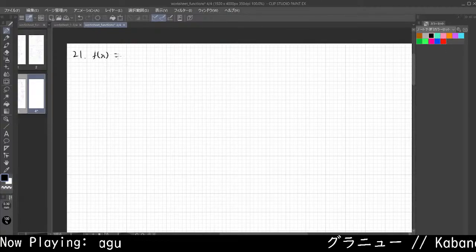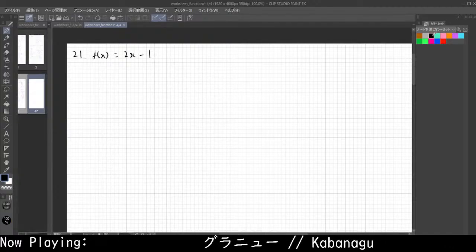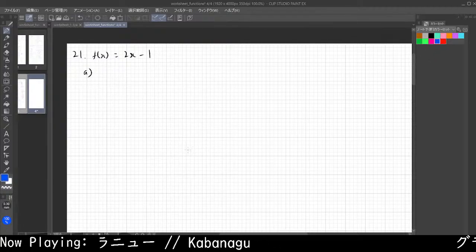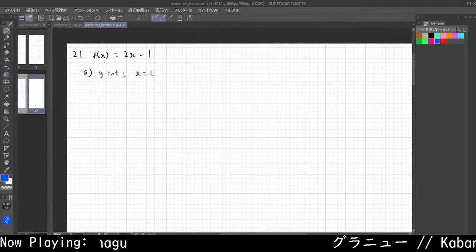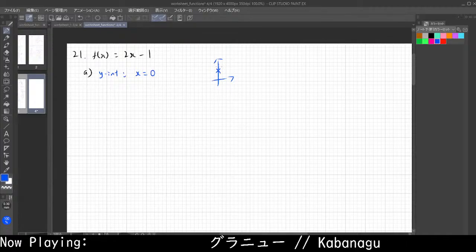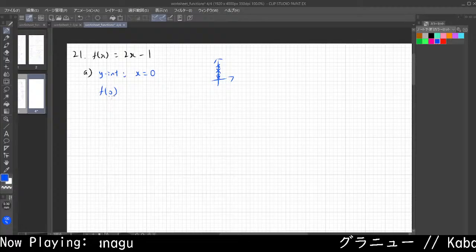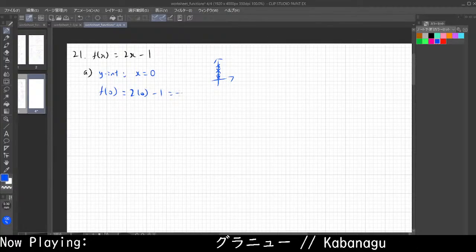So sketch the function. You're given a function f(x) equals 2x minus 1. Question A will always ask you to find the values of the x and y intercepts. The y-intercept means your x is equal to 0. The points over here share what characteristic? x equals 0. So f(0) equals 2(0) minus 1 equals minus 1.